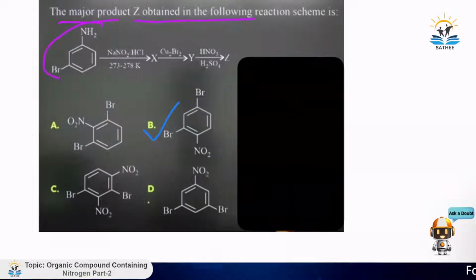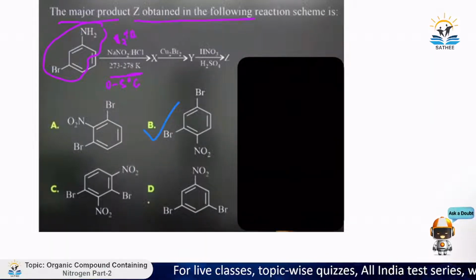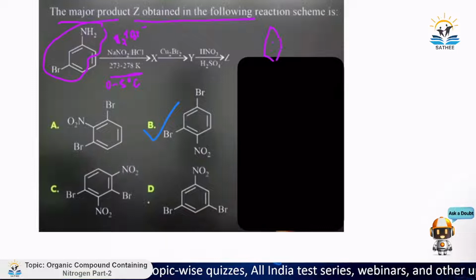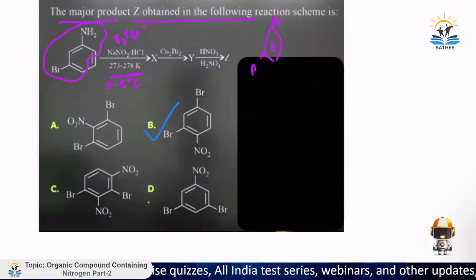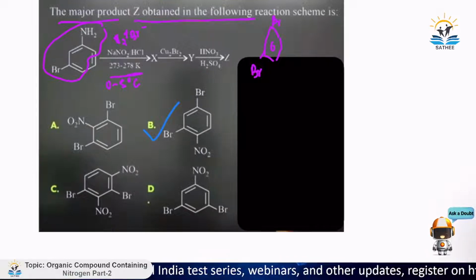So this is what, and we are reacting it with NaNO2 in the presence of HCl. See, they have given the temperature in Kelvin, that is 0 to 5 degrees Celsius only they have written. So again, a diazonium salt will be formed. So here we will get N2+ and Br-. Okay. Now Cu2Br2. So they want us to replace this with Br only. So Br is here and Br is here. Okay. Now they want us to do nitration.